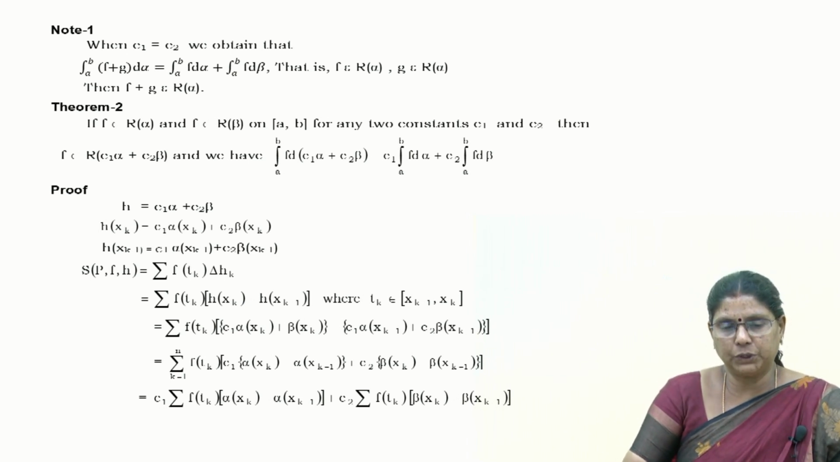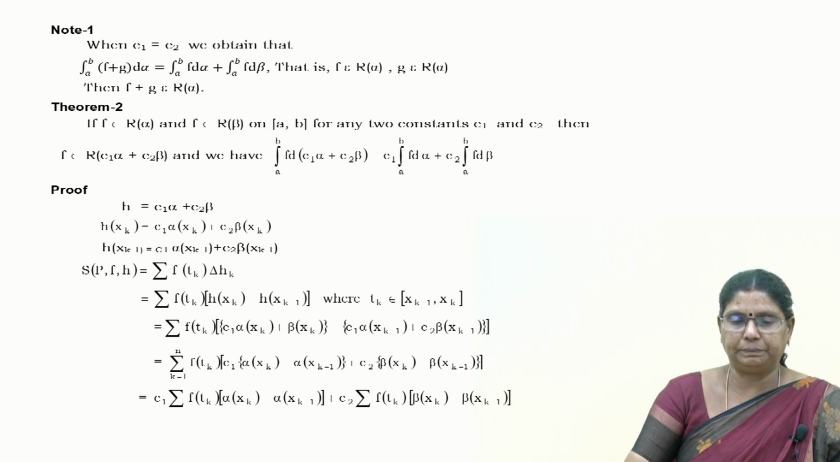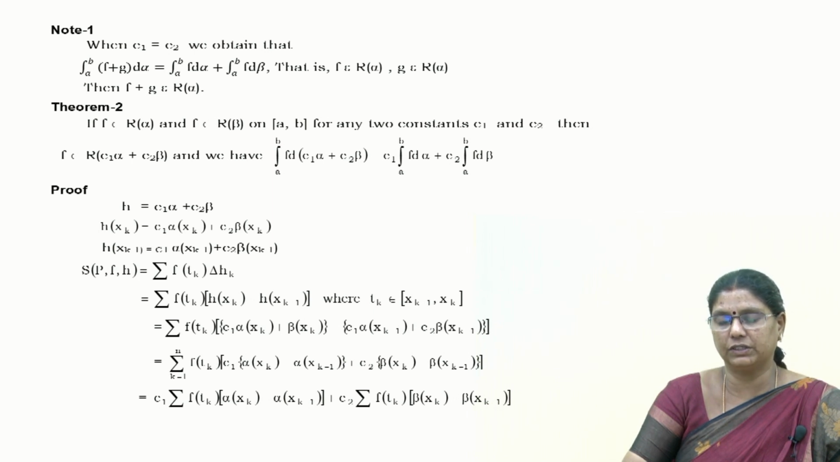Theorem 2 states that if f belongs to R of alpha and f belongs to R of beta on the closed interval [a, b], then for any two constants C1 and C2, f belongs to R of (C1 alpha plus C2 beta). Then we have the integral from a to b of f d(C1 alpha plus C2 beta) equals C1 times the integral of f d alpha plus C2 times the integral of f d beta.